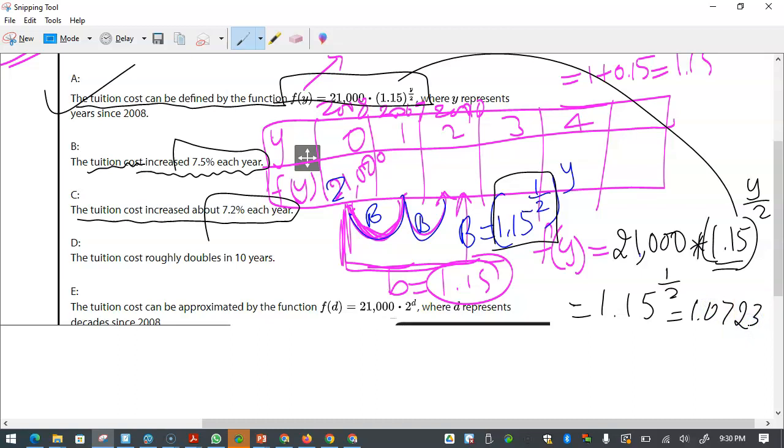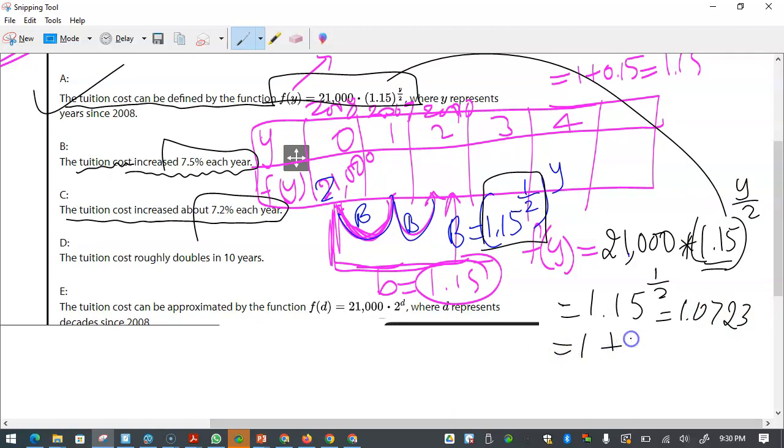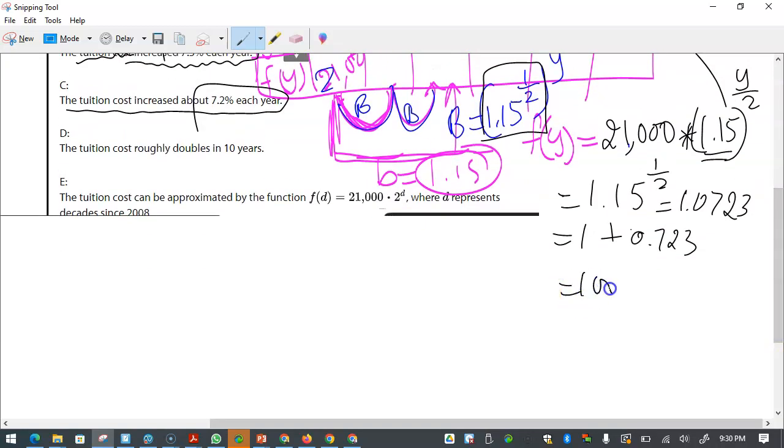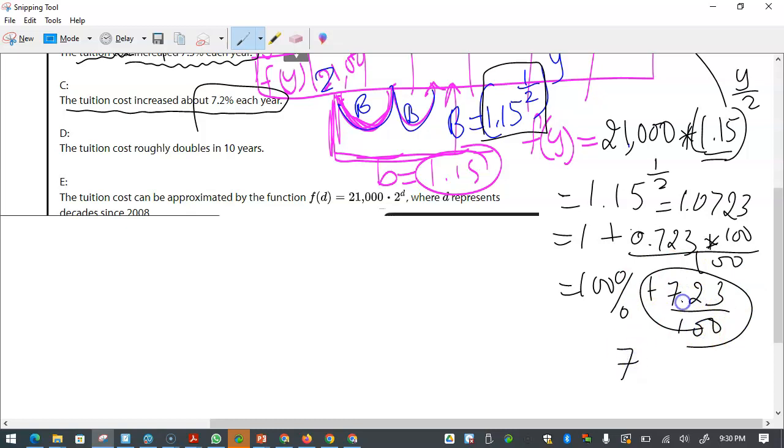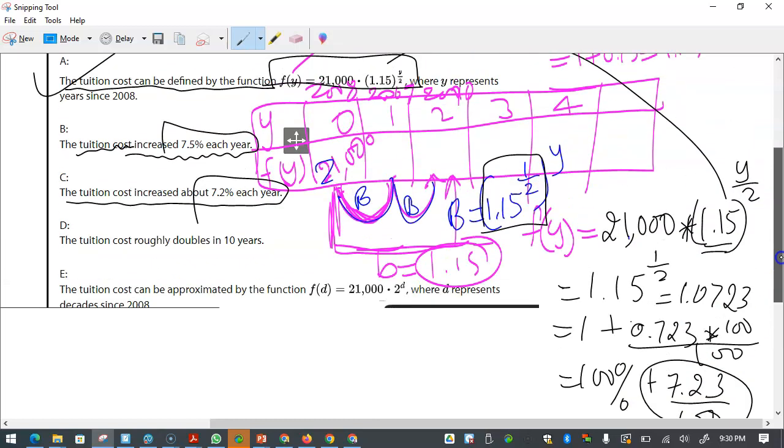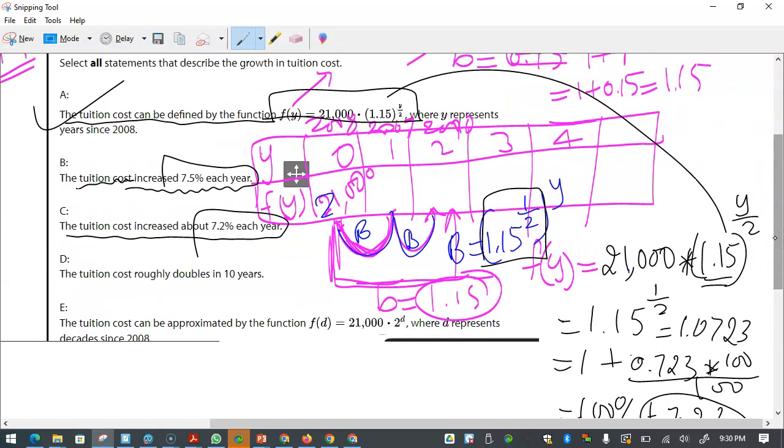1.0723. What that means is 1 plus 0.0723, and that is nothing but, this is 100%, the original one, plus you multiply 100 up and 100 down, so that will give you 7.23 divided by 100, and this whole thing is 7.23%. So every year the percent increases 7.23, and you go back and you can see 7 point, this is not correct, but this is approximate because 7.23 is about 7 point. So this is wrong, this is correct.